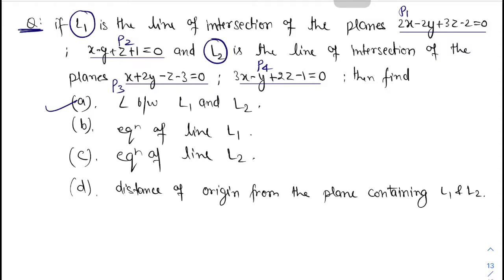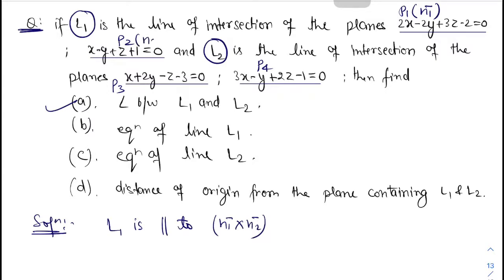If we are asked about the angle between L1 and L2, there is no need to write the equation of the lines L1 and L2. We can find the angle between these two lines without writing the equation of L1 and L2, because we know that L1 is in the direction of, or parallel to, n1 cross n2 vector, if n1 is the normal vector of the first plane and n2 is the normal vector of the second plane. So L1 is parallel to n1 cross n2.